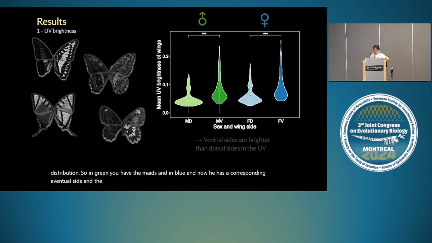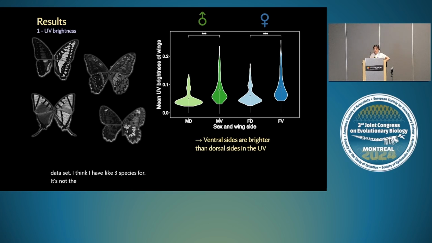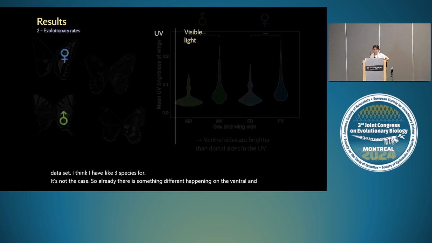And so what we can already see is that the ventral sides are brighter than the dorsal sides in the UV. And it was quite systematically the case in my dataset. I think I have like 3 species for which it's not the case. So already there is something different happening on the ventral and the dorsal side.